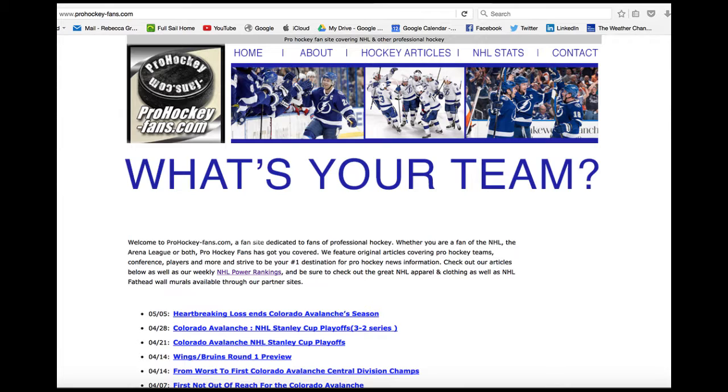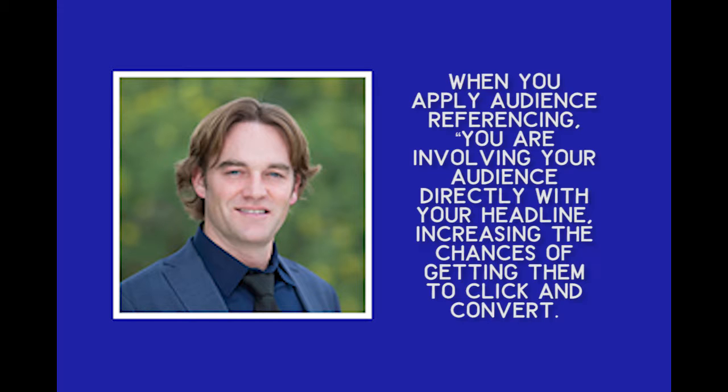Additionally, to make this effective headline stand out further, we could include a slogan that uses a technique called audience referencing to have audiences relate even further to the campaign. Phil Lewis, Chief Executive Officer of ArrowWebs, says that when you apply audience referencing, you are involving your audience directly with your headline, increasing the chances of getting them to click and convert. The more people that relate to the content, the more effective the message is.